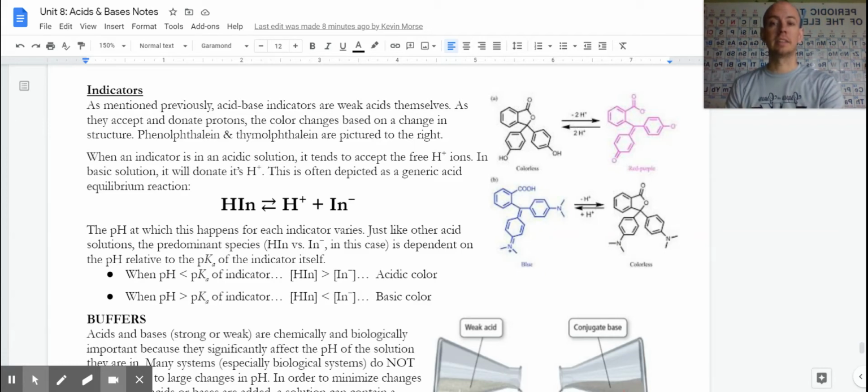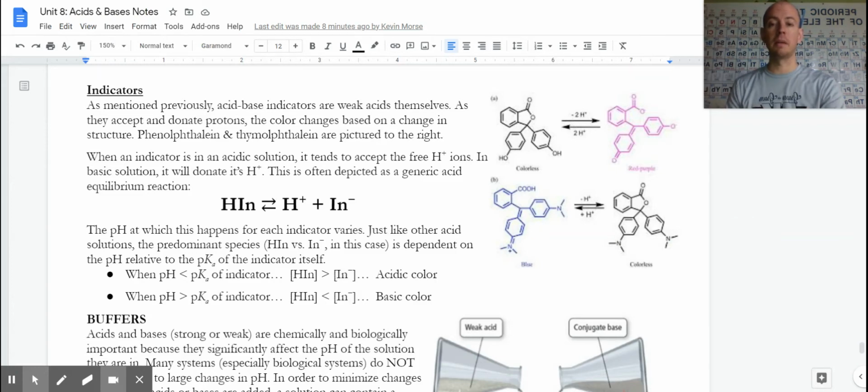But the idea in this is when I add more hydrogen ion, with Le Chatelier's principle, that causes it to shift this way. So when I'm in a solution with a very low pH, we shift to the left and get more of this. When the pH rises and I either have less hydrogen ion or we think about maybe more hydroxide ion, we're removing this. So it's shifting to the right, producing more of the In minus form, the conjugate base or deprotonated form.